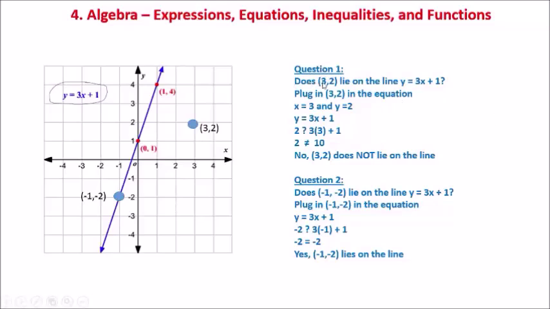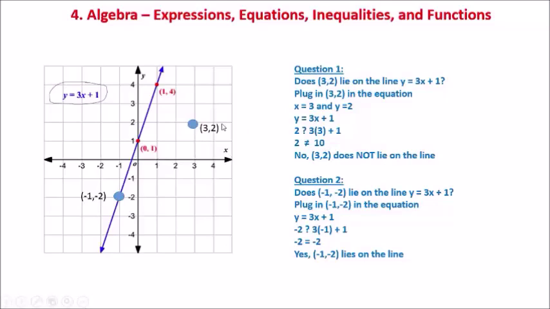So let's go to the first question. Does 3, 2 lie on the line? So the key is, again, plug in the ordered pair 3, 2 in the equation, okay? So when x equal to 3, y equal to 2, plug it in the equation y equals 3x plus 1. Now, is it equal? On the left-hand side, you've got 2, right-hand side, you've got 10. Are they equal? No, they are not equal. That means that 3, 2 does not lie on the line, okay?